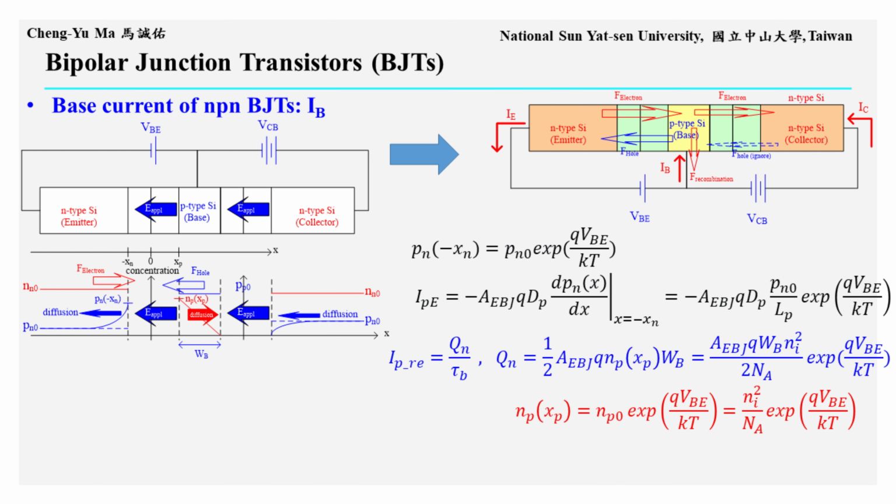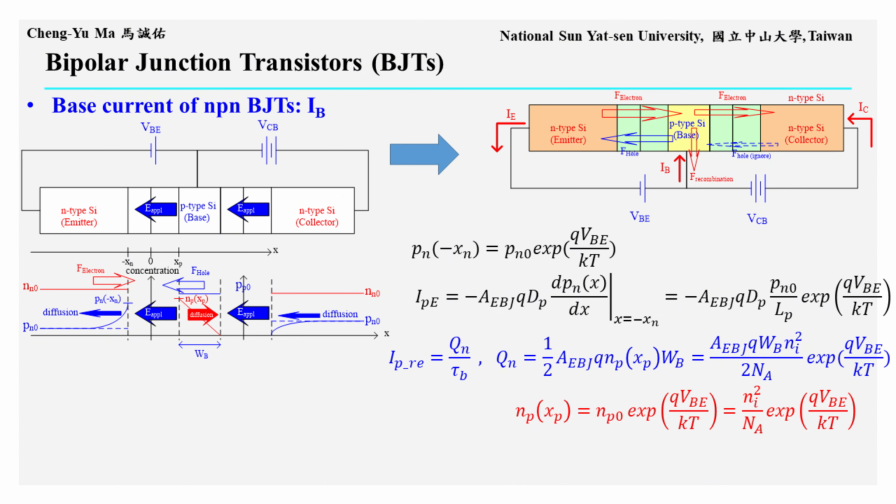Next is the recombination current component. The recombination current, IPRE, equals the total number of excess electrons stored in the base region divided by the electron lifetime, tau b, which is the average time before those electrons recombine. The total stored electron charge, Qn, is obtained by integrating the charge distribution over position.